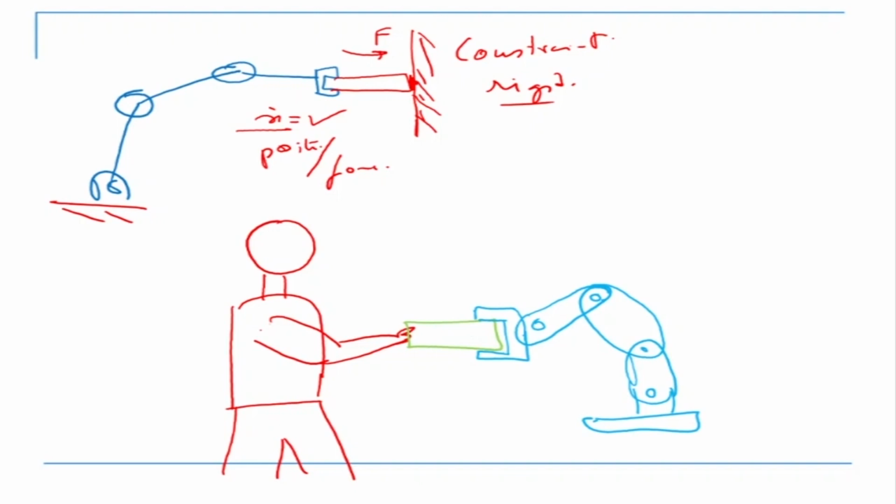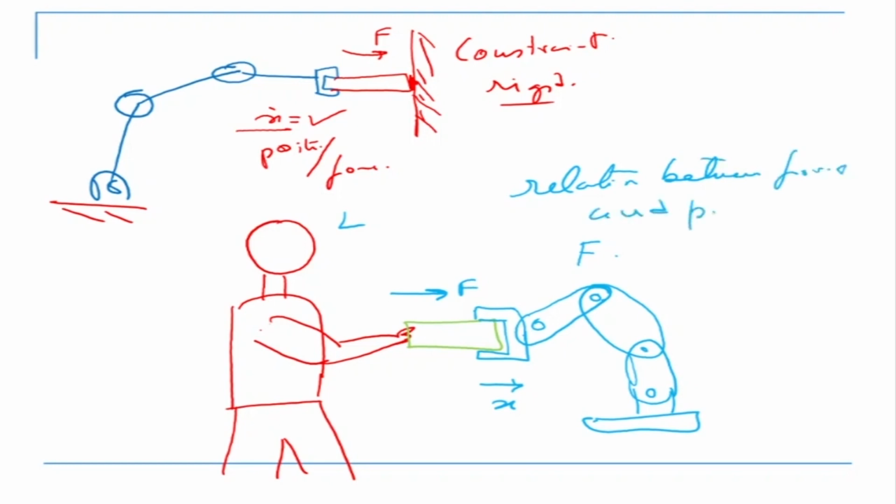Here we sometimes have the concept of what we call impedance control. We also have the concept of leader and follower. This can be the leader, that can be the follower. So the human applies the force F, the robot senses the force F, and then moves by a distance x. So what we are trying to find is a relation between force and position, and this is sometimes called an impedance.